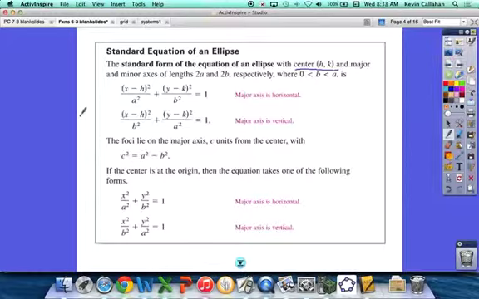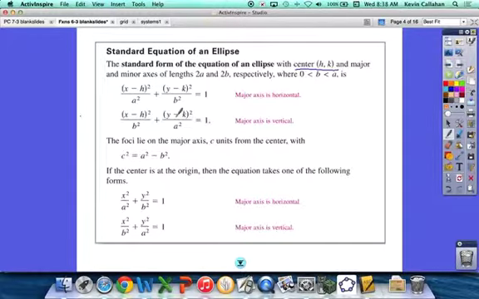And you can see there are two versions of it because there's got to be one for when it's longer in the x direction, and another for when it's longer in the y direction. So major axis horizontal, major axis vertical. And what's the only difference between those two? Yeah, a squared, b squared, right? Here, the a squared is underneath the x, and here, the a squared is underneath the y.